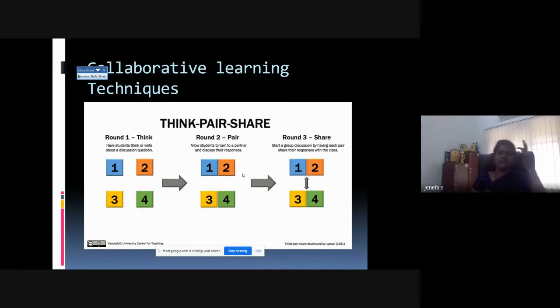Then you will ask your students to be in pairs. First they will individually write about the topic of discussion, the concept you have given, or the question you have asked. Then they will share it with their pair, and the pair in turn will both discuss.